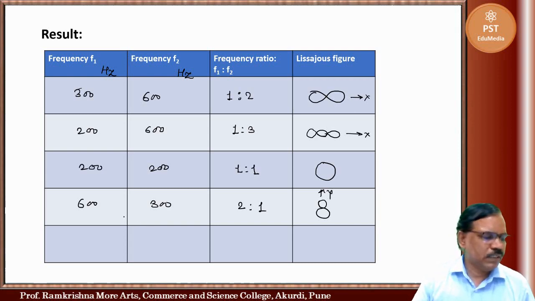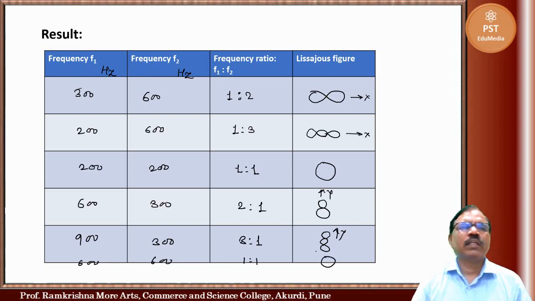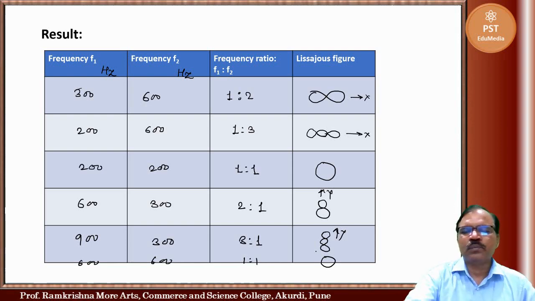Now for frequency 900 to 300, the frequency ratio is 3:1, and I got here 3 loops along the y-axis. For 600, 600, the frequency ratio is 1:1, I got a circle. So in this way we have demonstrated Lissajous figures using signal generators and CRO.